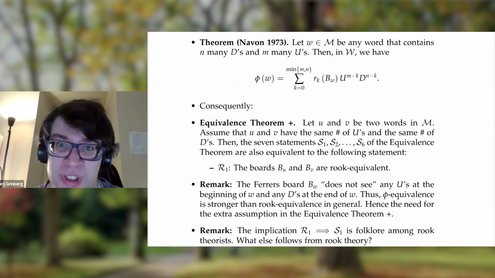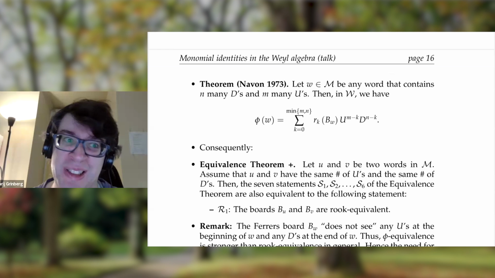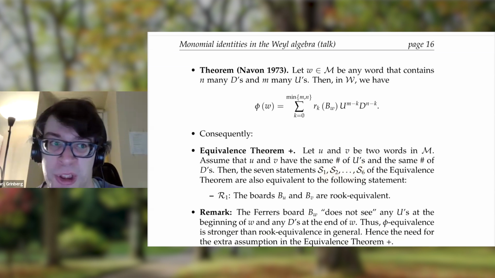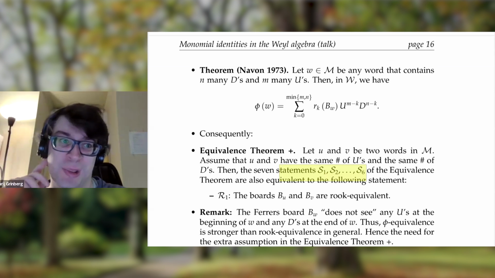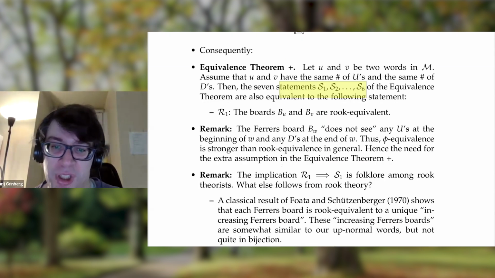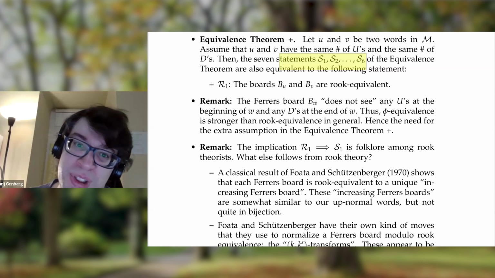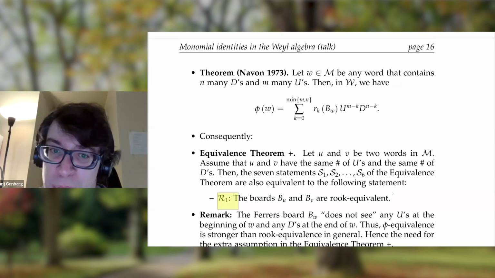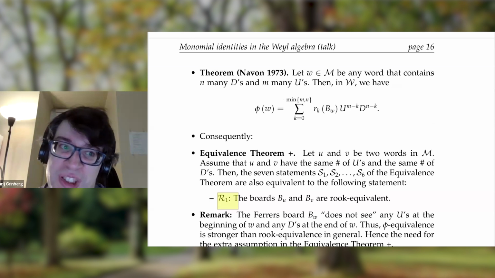So this means that rook theorists actually know some of this equivalence in this slightly weaker version where you can put U's and D's in the front and end. In particular, it's known among rook theorists that R1 implies S1. So rook equivalent boards give you the same monomials in the Weyl algebra.